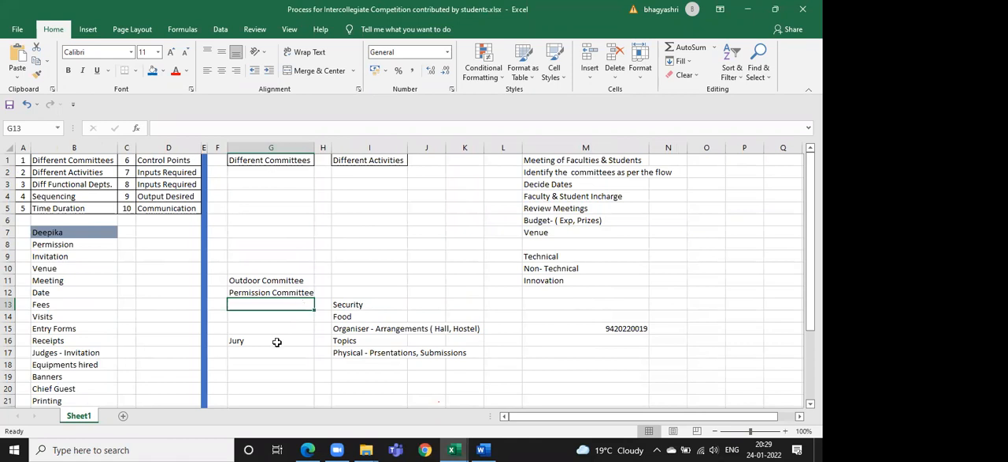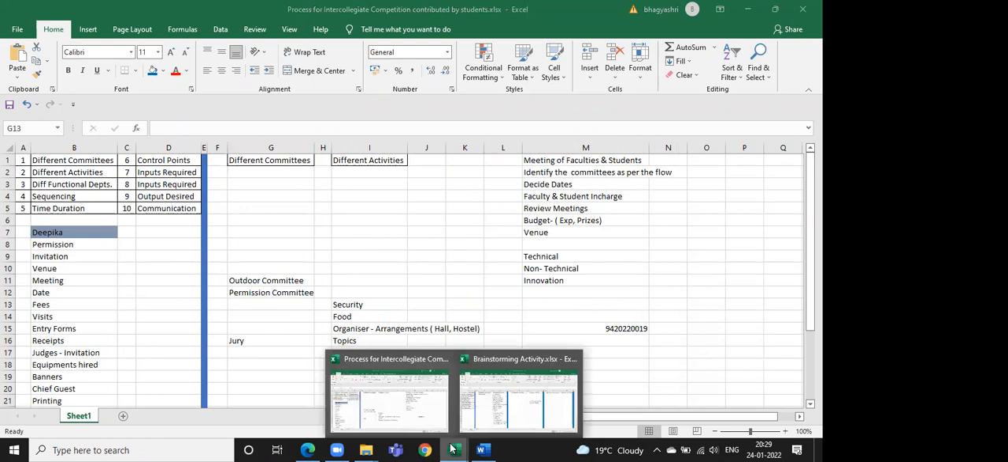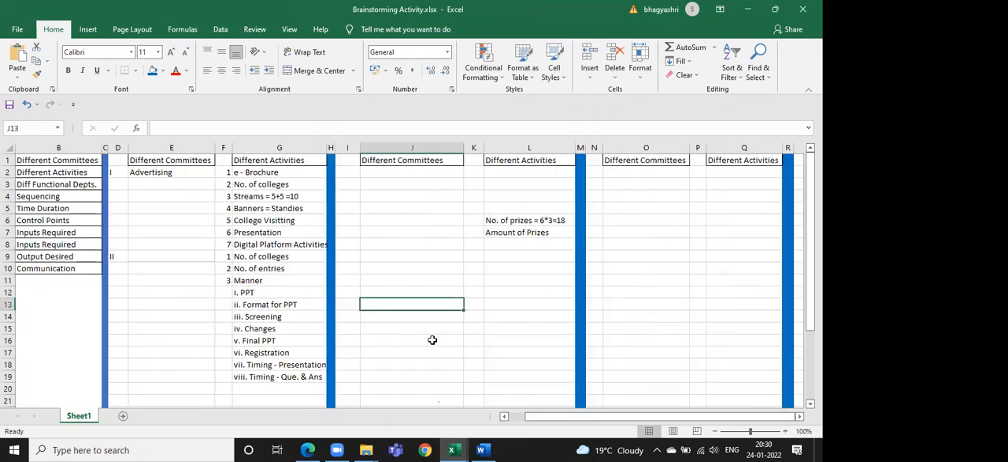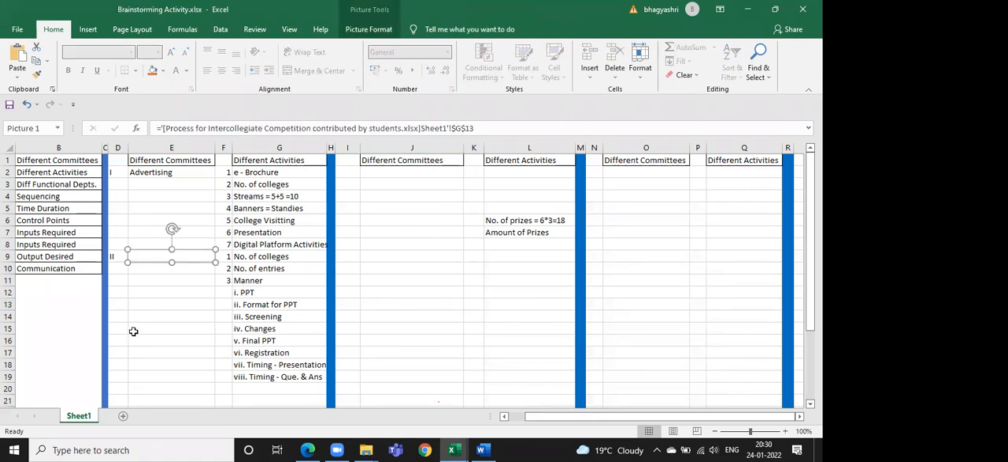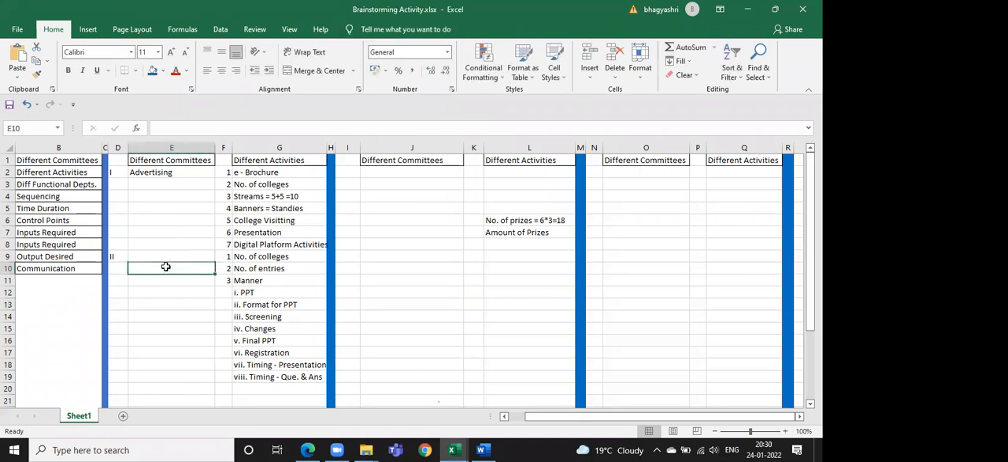Yes, then we come to the jury. That's what you all meant with respect to judges, I believe, right? Or the guest committee as such. So yes, what happened over here? Okay, so it was interconnected somewhere there. Okay, so this was with respect to the management committee.